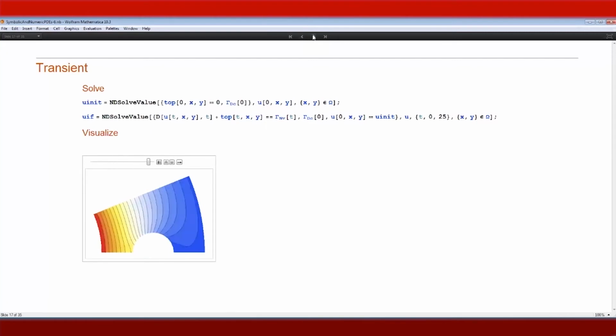These are time independent, so it doesn't matter at what time those are specified. Additionally, we also specify the initial condition at t equals 0. T goes from 0 to 25, and x and y are part of the region specified above. Below, you see a visualization of how the cooling liquid affects the temperature distribution in the wall of the pipe.